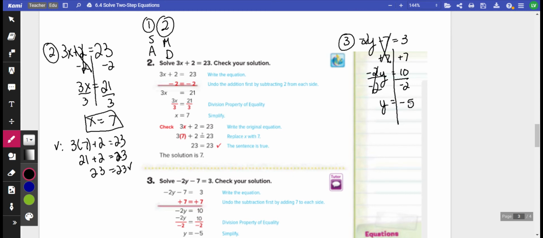10 divided by 2 is 5. Positive divided by negative is a negative. I can check this. Negative 2 times negative 5 minus 7. That's 10 minus 7, which is 3.